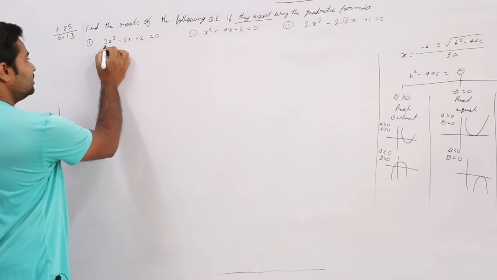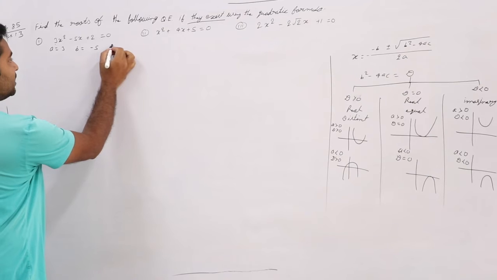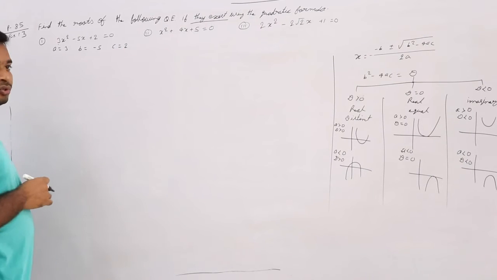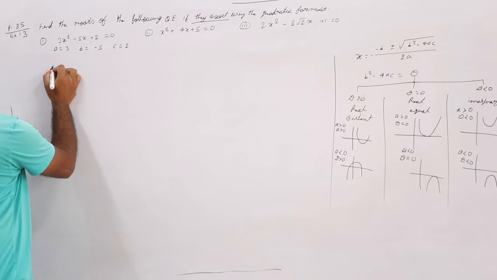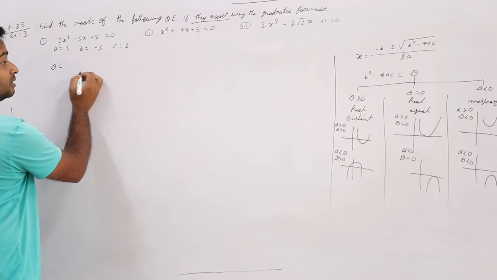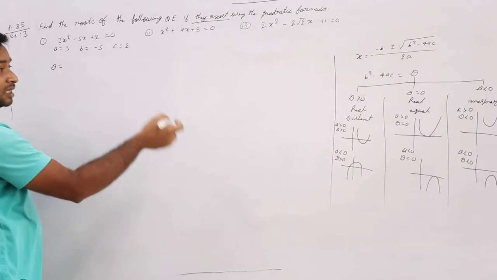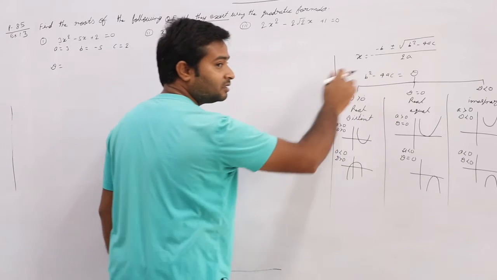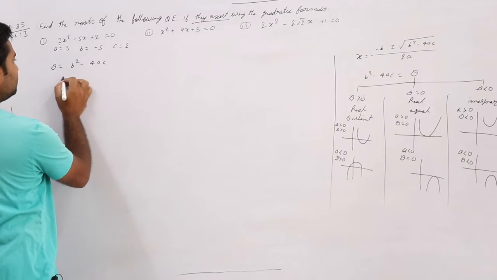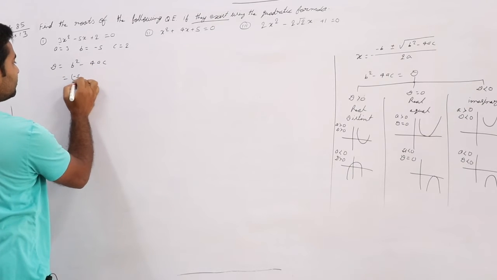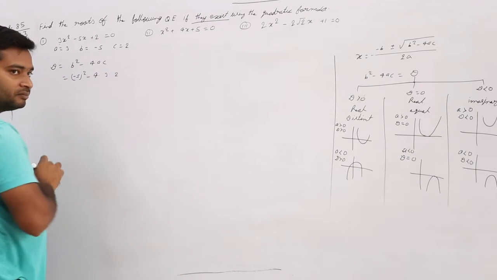For finding d, a is equal to 3, b is equal to -5, c is equal to plus 2. Whatever sign is there, take the same sign. Then d is equal to what? d is equal to b square minus 4ac. So b square means minus 5 square, minus 4 into 3 into 2.